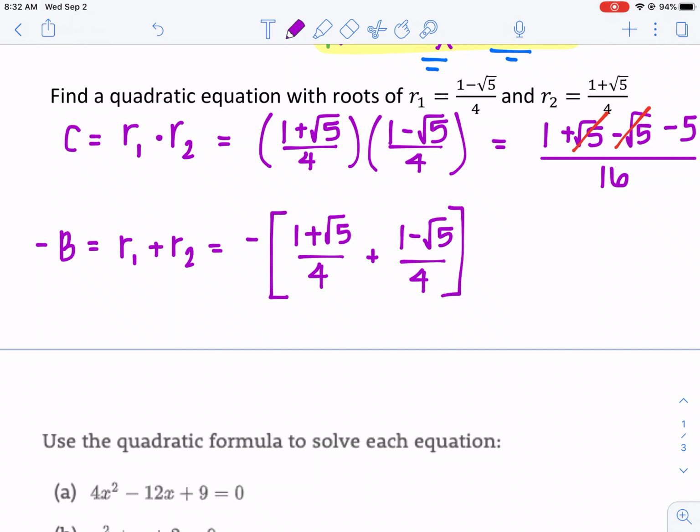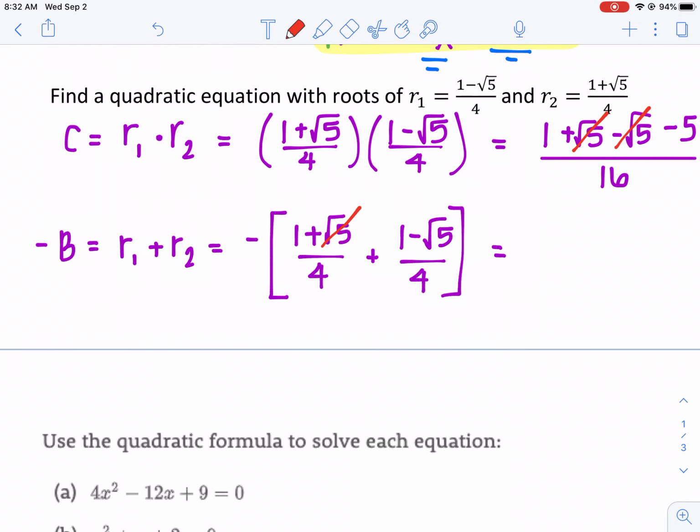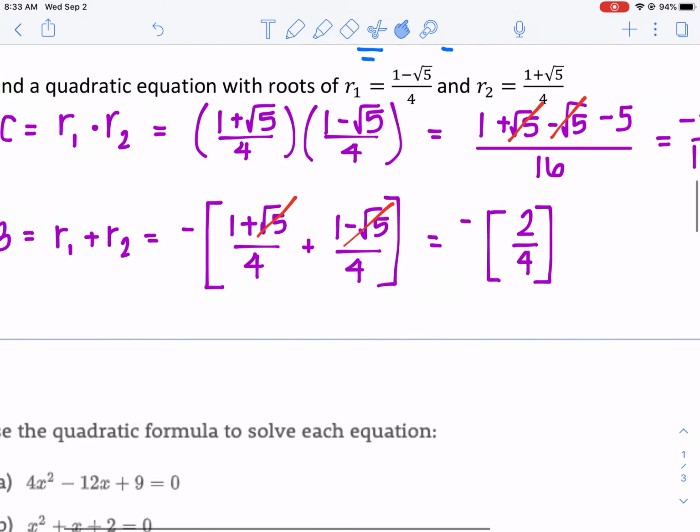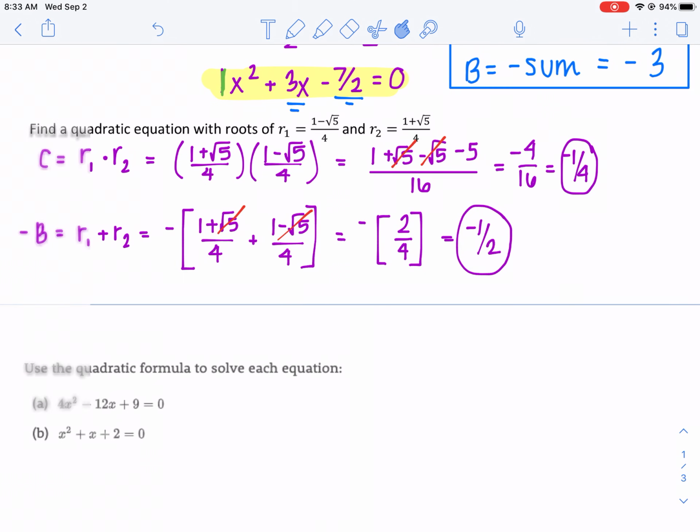I have my common denominators, which is perfect. So when I combine the top, notice these cancel. And you're left with a negative sign still and a 2 over 4. That common denominator stays when you're adding. So I'm getting negative 1/2 as my B value. Okay, notice I already have the negative of the B, so this I can plug straight into my equation.